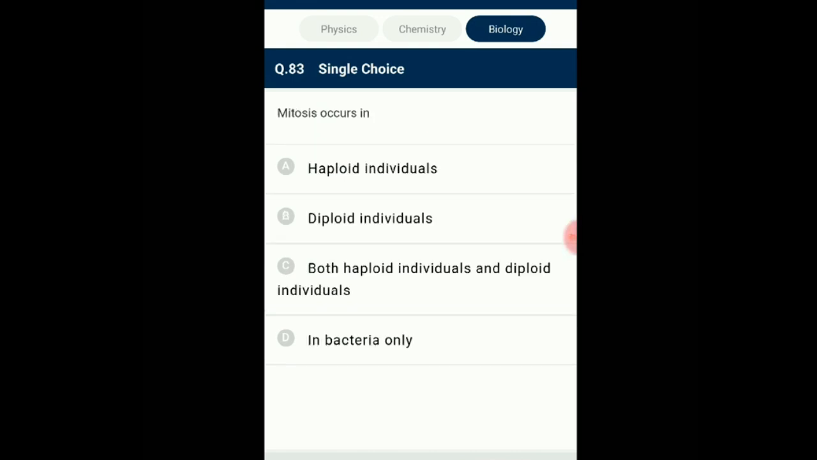Question number 83. Mitosis occurs in. Mitosis cell division takes place in somatic cells of multicellular organisms that arise from a single cell by mitotic divisions. Body growth of the multicellular organisms and replacement of its lost cells is accomplished through mitosis. Animals undergo open mitosis where the nuclear envelope breaks down before the chromosomes separate, while fungi undergo closed mitosis where chromosomes divide within an intact cell nucleus. So the answer is option C, both haploid individuals and diploid individuals.